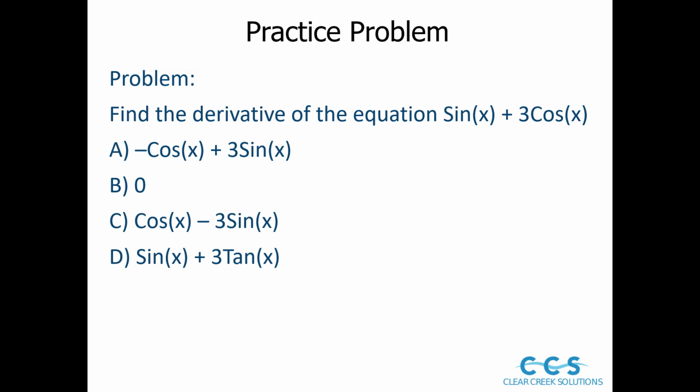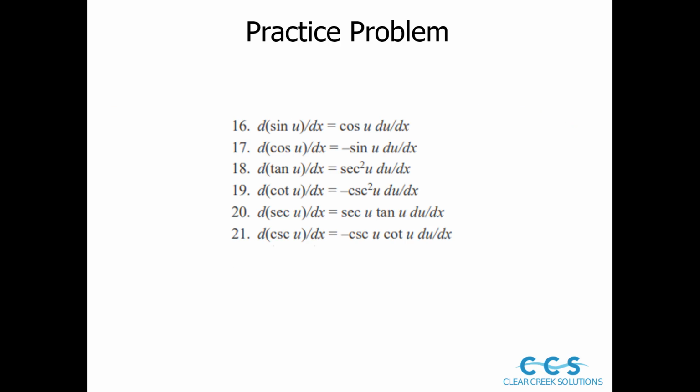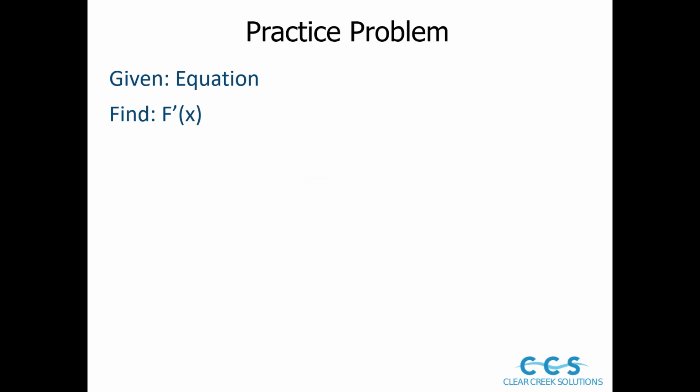And now we're going to get into another scenario here. Find the derivative of the equation sine x plus 3 cosine x. So this is a little more complicated. And we're going to refer to the FE manual for the trigonometric derivatives. And we're going to have to employ another calculus method here when it comes to finding the derivative of that second term. So here's some of the trigonometric derivatives. The derivative of sine u equals cosine u, the derivative of cosine u equals negative sine u, and so on.